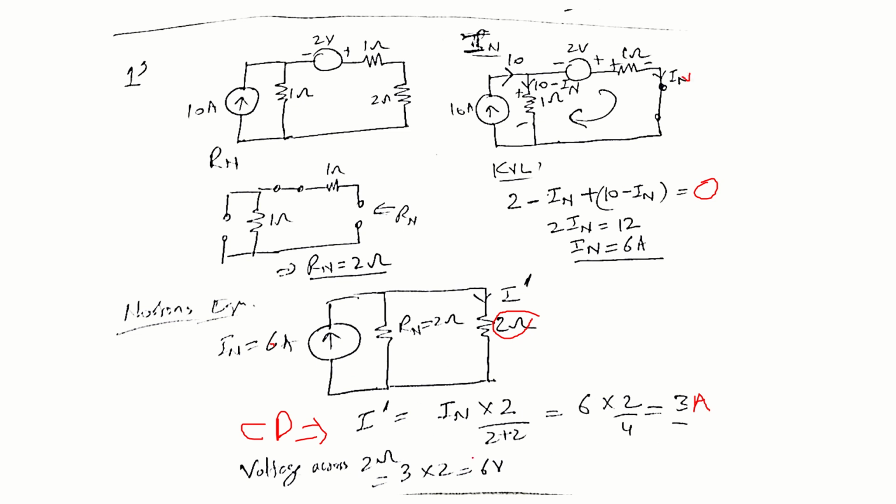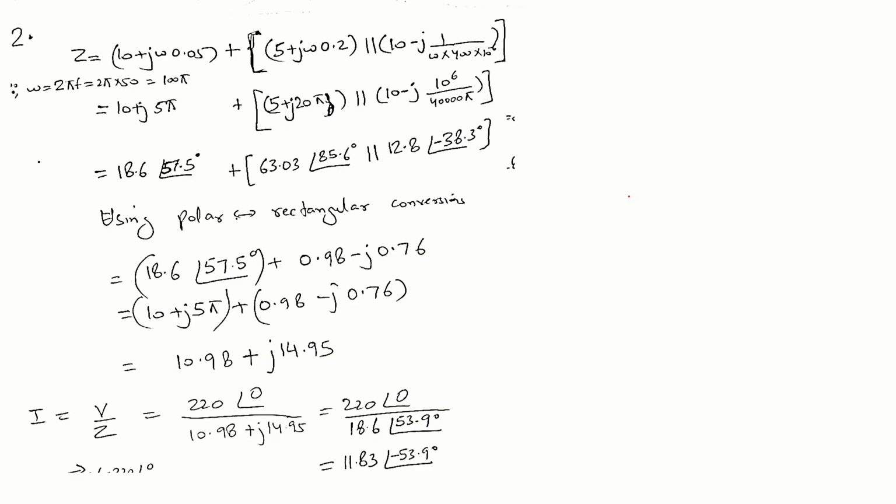Voltage across the 2 ohm resistor is now 3 into 2, that is 6 volts. In the next question, the second question, we were required to find the current drawn by the circuit, and we are also required to draw the waveforms of current and supply voltage.